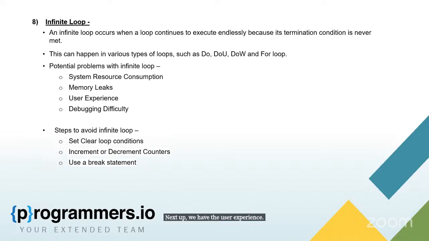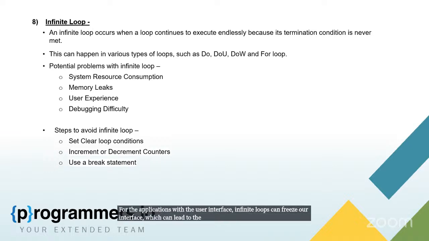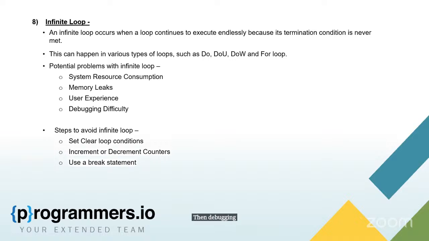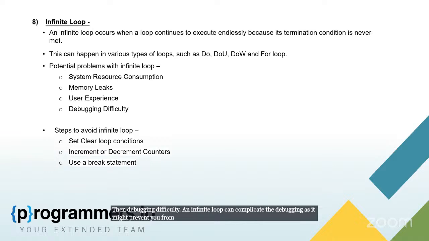Next up, we have the user experience. For applications with a user interface, infinite loops can freeze our interface, which can lead to frustration for the user. So it will be a very bad experience for the user if our loop goes infinite. Then debugging difficulty. An infinite loop can complicate debugging as it might prevent you from reaching the point where we can test or troubleshoot other parts of our code.